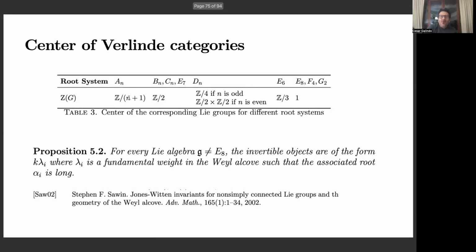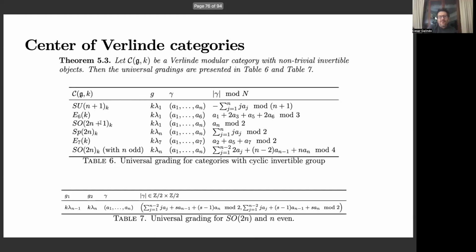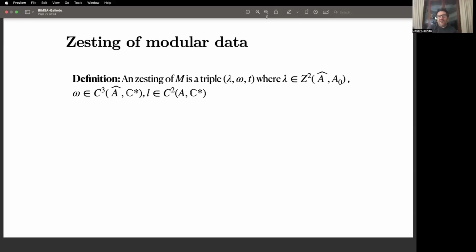If you see, most of the cases, except for this one, DN for N even, are all cyclic. This is the most strange case, let's say. So I put here the case of cyclic grading, and here is the non-cyclic grading. Also, we have formulas for this particular case. And again, this will play an important role. That's why I am talking about that.